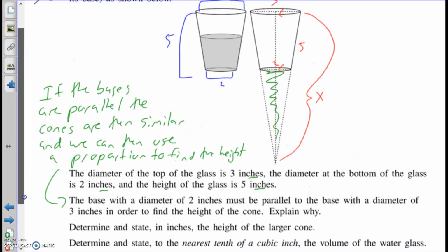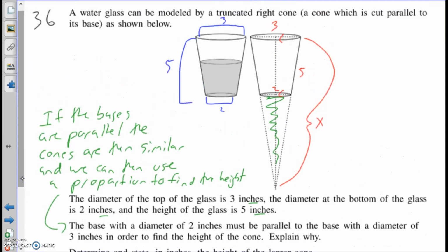Determine and state in inches the height of the larger cone. So we have to do small over large, but our small cone is this cone here, not the water glass, if we're talking about similar cones. So our small cone, we don't have an expression for. We can make the smaller cone, since we know this whole thing is x and this is 5, the height of the smaller cone x minus 5. And so the small base is 2, the large cone base is 3, the small cone's height is x minus 5, and the large cone's height is x.